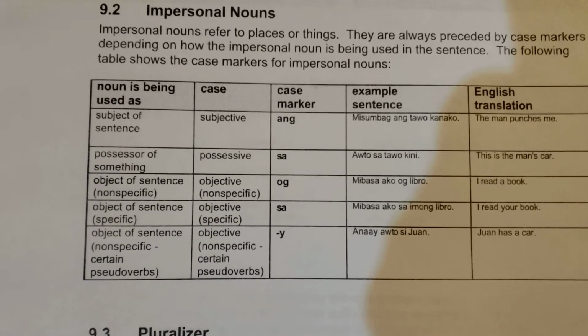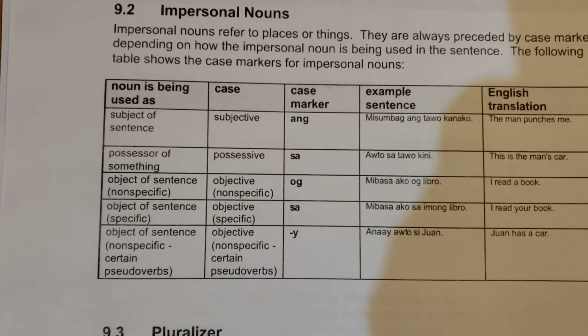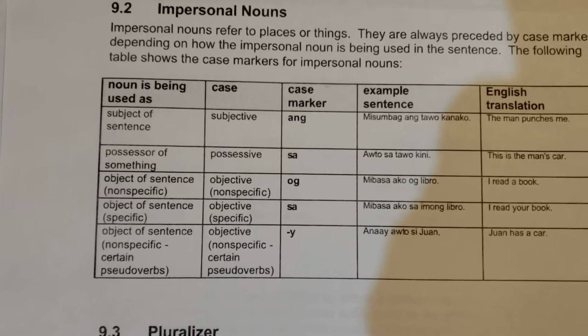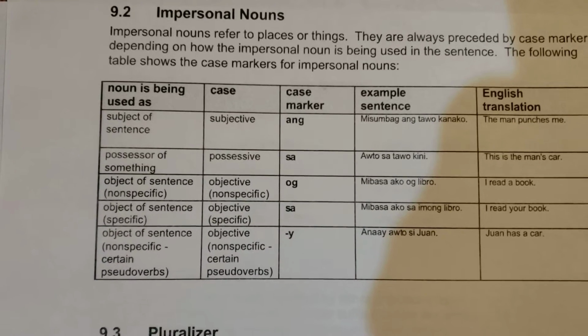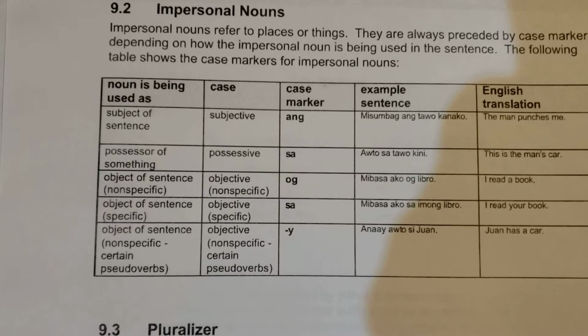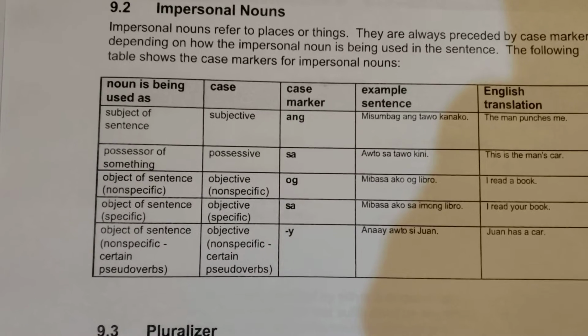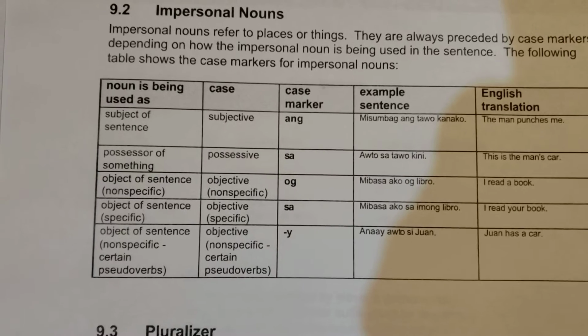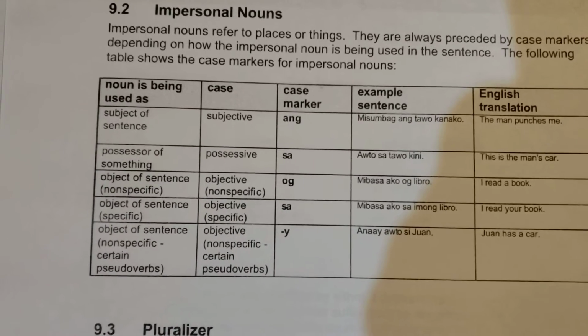And finally, we use the case marker with the suffix with the letter Y. Juan has a car. Anaay auto si Juan. We'll use the suffix Y in this case marker. This is an objective, non-specific. On certain pseudo verbs that will use that Y.